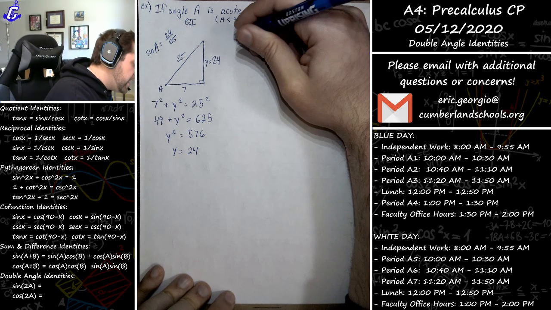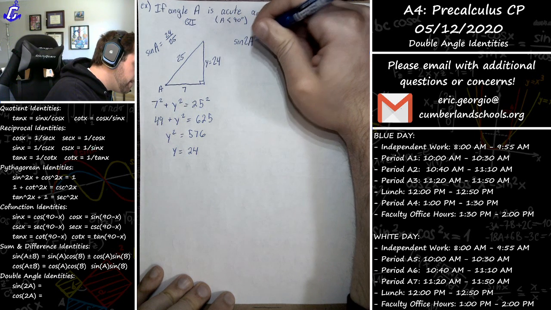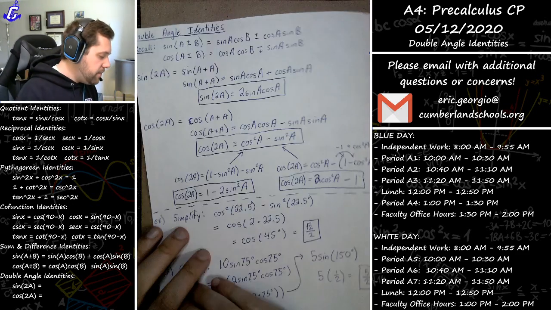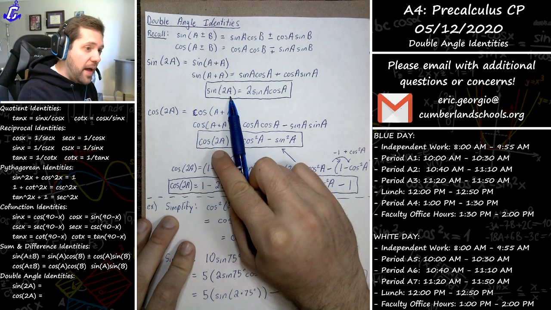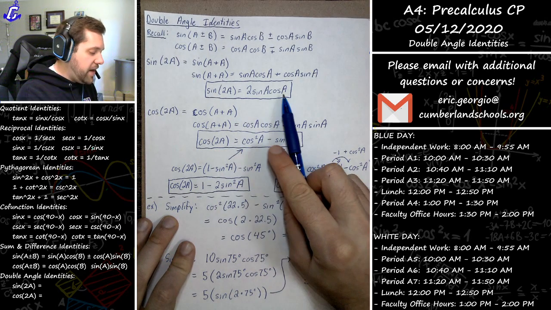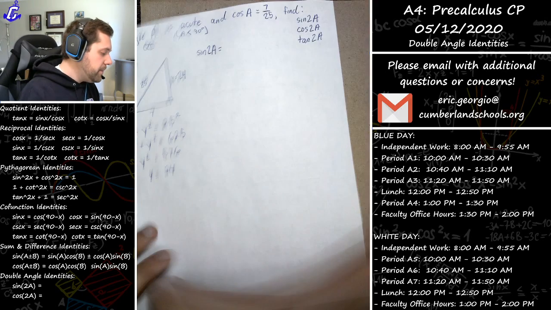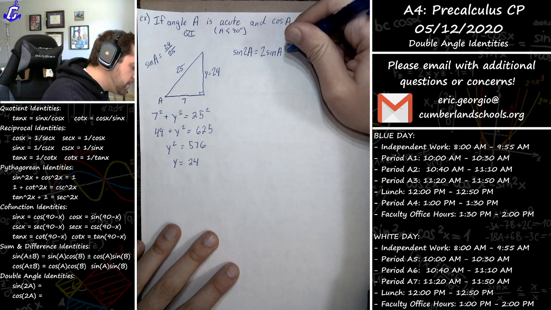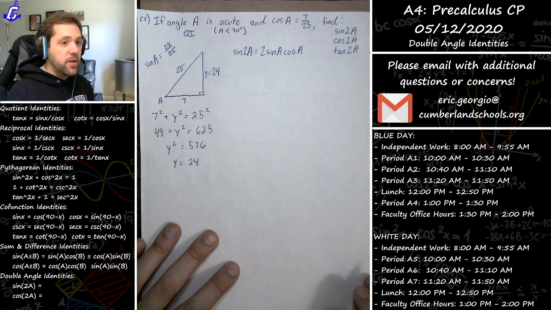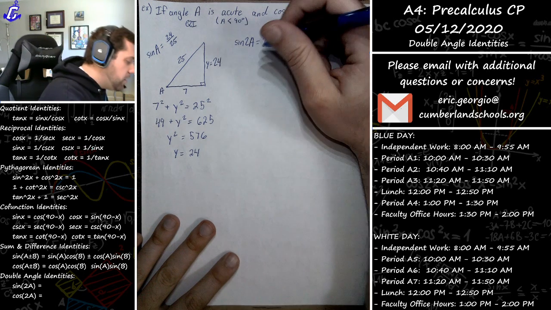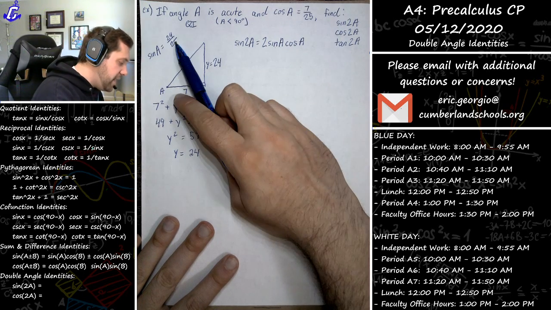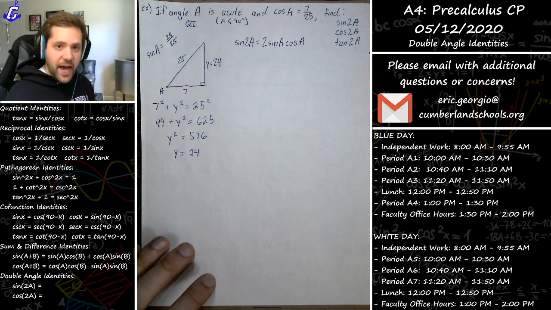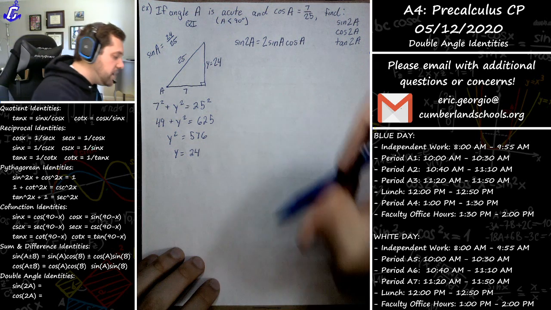We have the sine of 2A. How do we find the sine of 2A? Well, we're just going to use the formula that's right over here. We can say that the sine of 2A is the same as 2 times the sine of A times the cosine of A. That's our double angle formula, our double angle identity. We know now the sine of A is 24 over 25. The cosine of A is 7 over 25. So now it's just a matter of substituting those values and using a calculator.